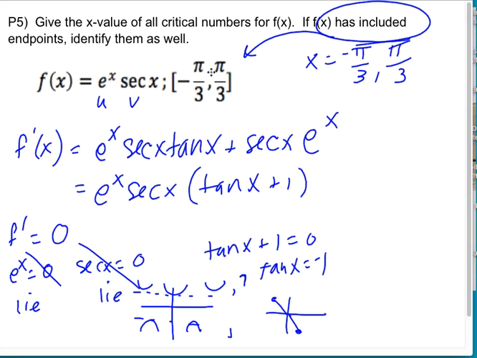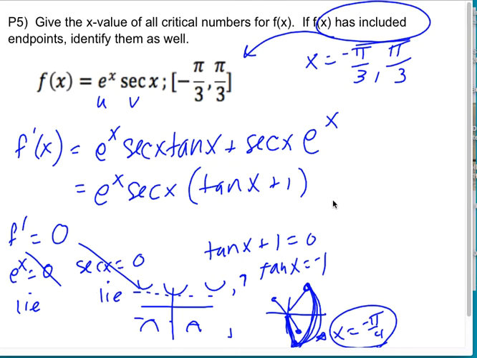But remember that my window is from negative pi over 3 to pi over 3. My window rather, not range, because that would be y values. My domain that I'm allowed to pick is this window. So this answer right here is going to be negative pi over 4. So it's not a 7 pi over 4, which is where it is. It's coterminal with the 7 pi over 4, but 7 pi over 4 would not be in this interval.